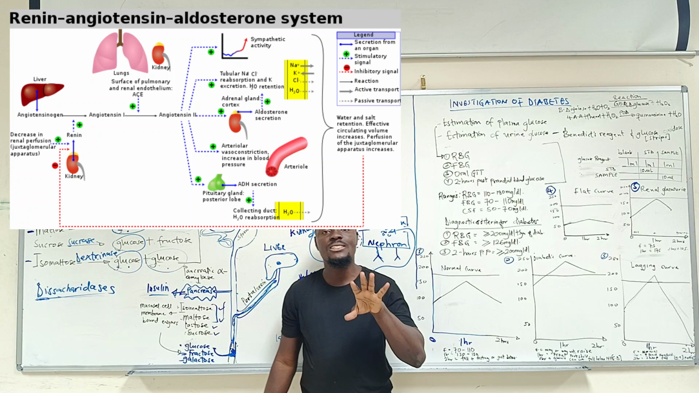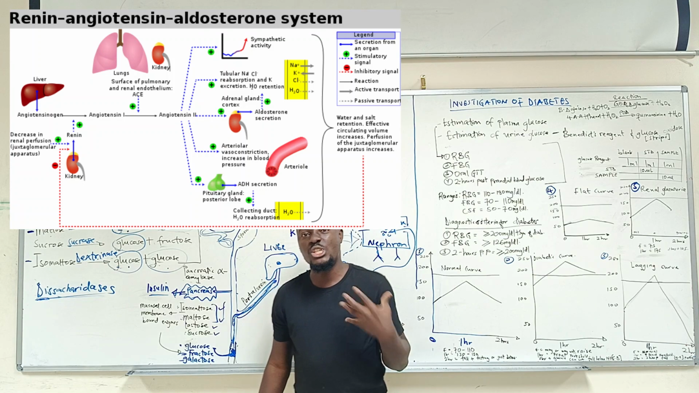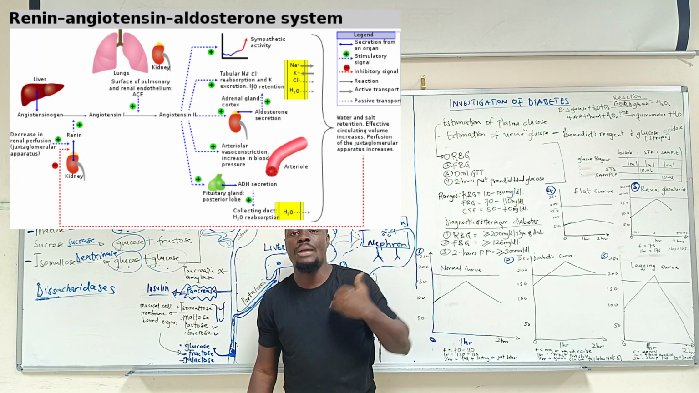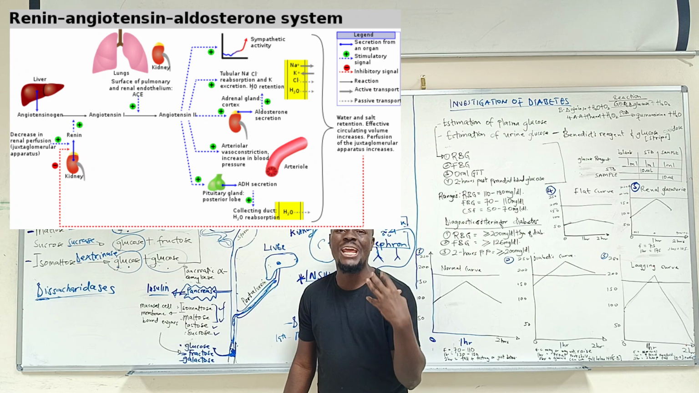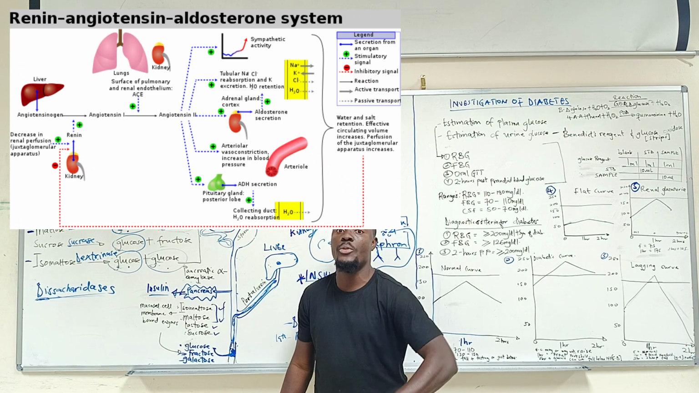So when it attaches itself to the hypothalamus, it is going to stimulate certain cells within your hypothalamus, referred to as the supraoptic nucleus, to produce a substance called ADH, which is the antidiuretic hormone.